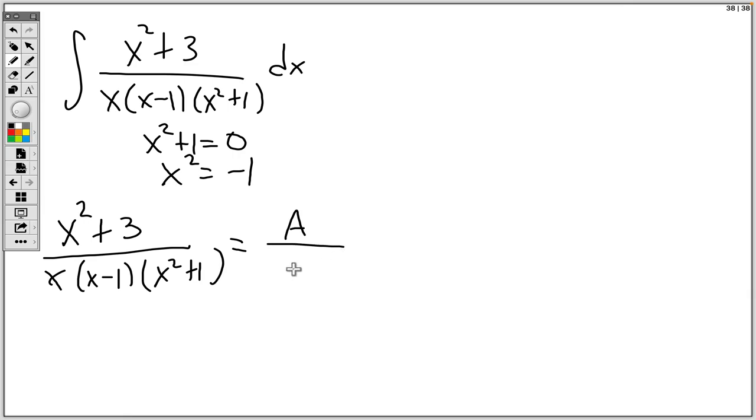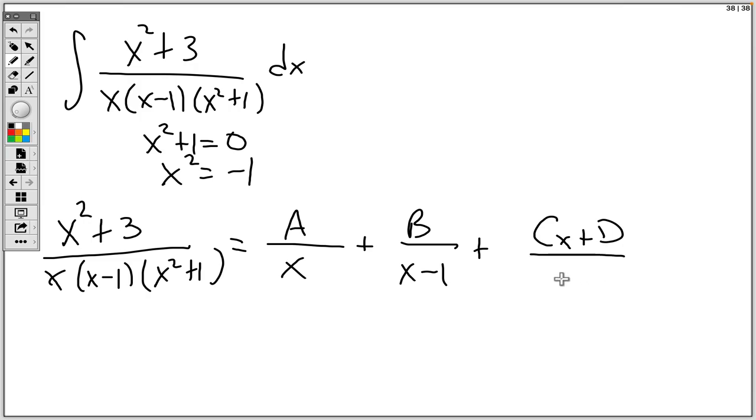So we can have an a over x plus b over x minus 1 plus cx plus d over x squared plus 1. Now Heaviside is going to help us get the a and the b, at least, and then we'll have to get the c and the d using the traditional way.